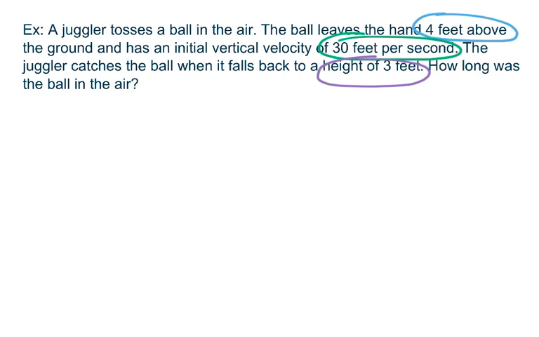I would argue that this is the initial height, so H sub 0. Okay, 30 feet per second, that's a velocity, and we're throwing it upwards, so that's going to be a positive 30. And then a height of 3 feet, I'm going to say that that's just going to be H. That's the current height, where he catches the ball.